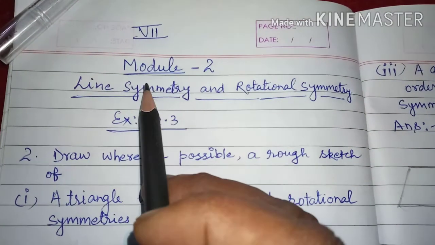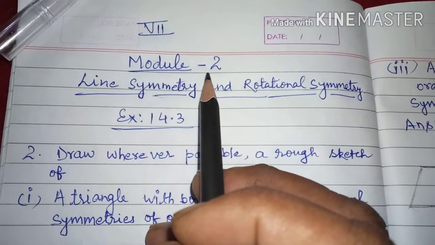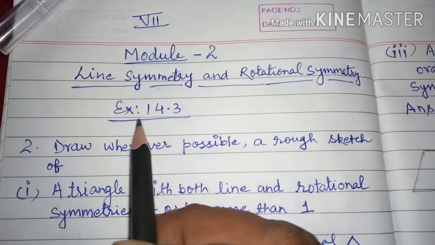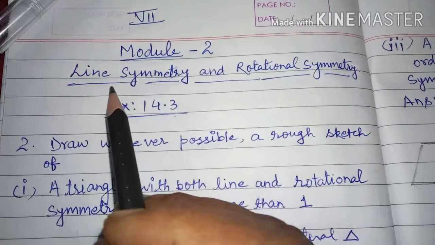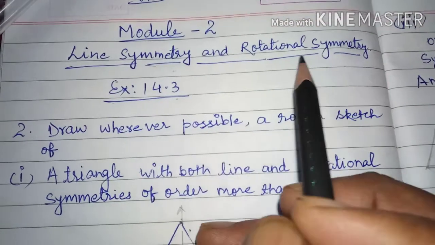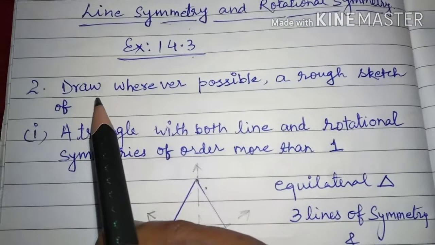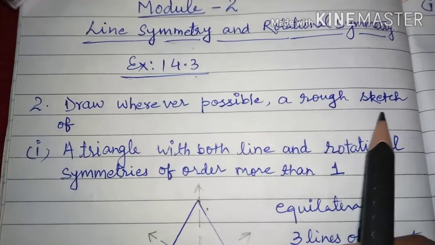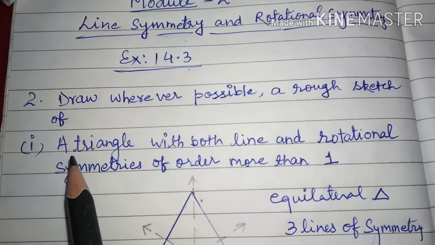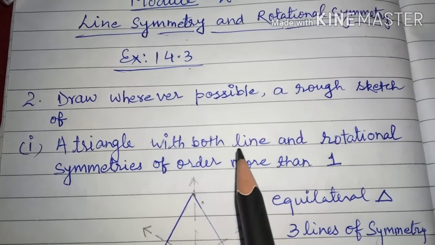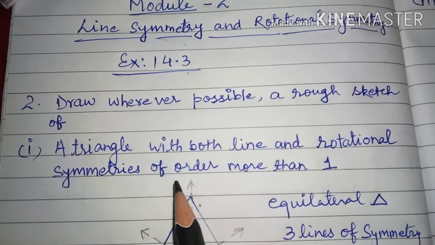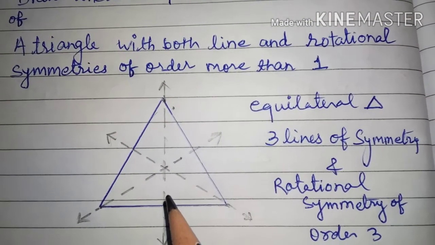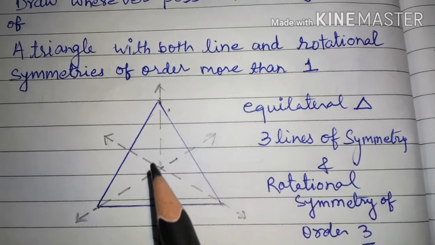Children, today in this module 2 we will discuss a few problems of exercise 14.3 based on line symmetry and rotational symmetry. So let us do question number 2. Draw, wherever possible, a rough sketch of, first, a triangle with both line and rotational symmetries of order more than 1. So this is the equilateral triangle, which has 3 lines of symmetry.